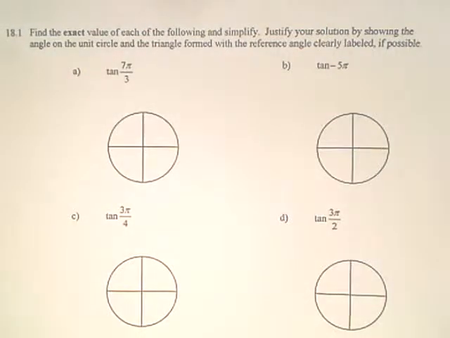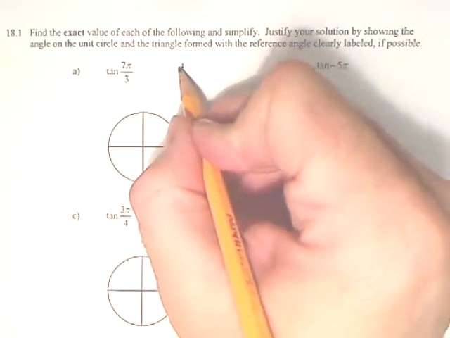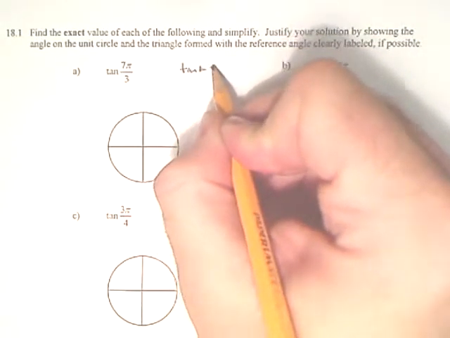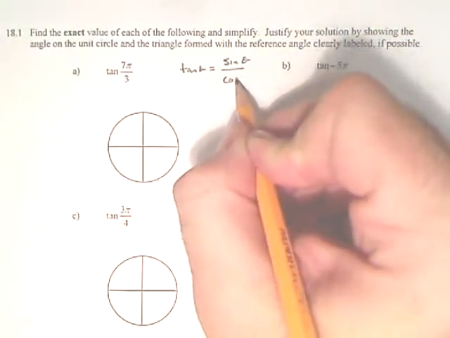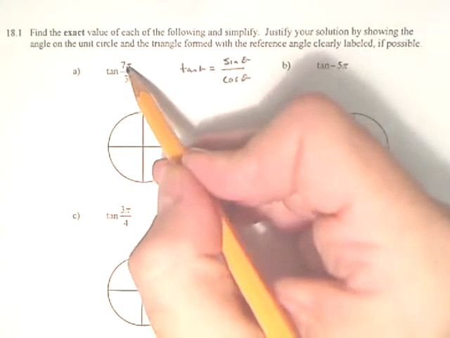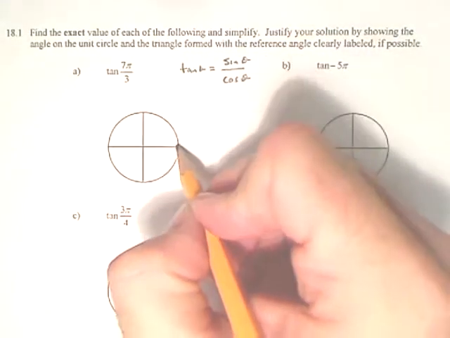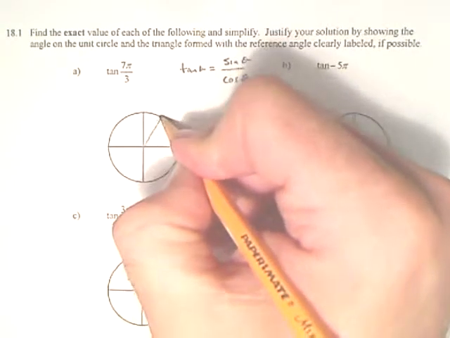Okay, when solving for tangent problems, we need to recall that tangent is equivalent to sine over cosine. So the first thing we do on these problems is we sketch the angle, figure out where 7 pi over 3 is located. All the way around is 6 over 3, so another 1/3 puts us at 7 over 3.